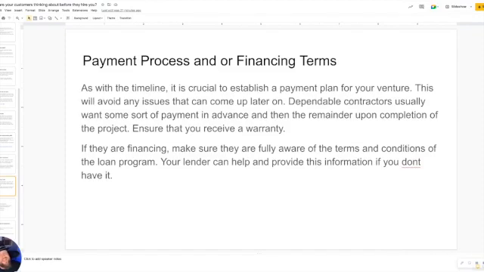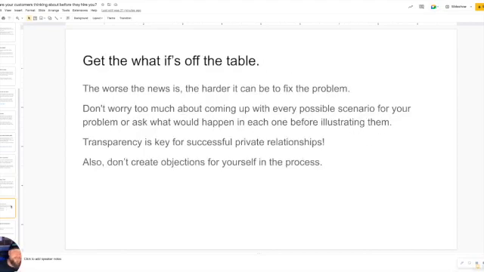I don't know what they're going to ask you, but it doesn't matter. Pump the brakes. Great question, Mr. Smith. Let's call the lender right now. Okay? So just make sure that you're setting up the expectations on financing.